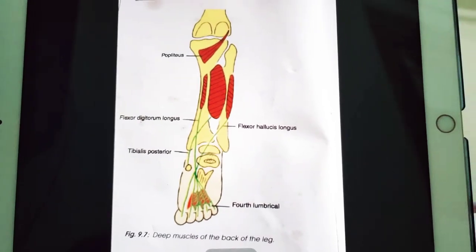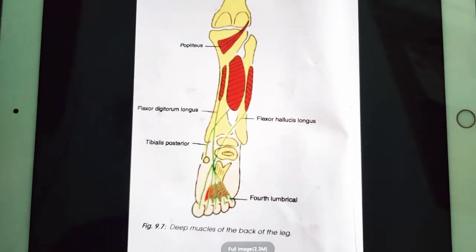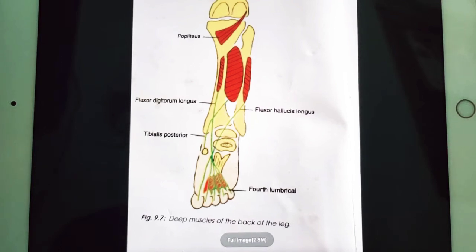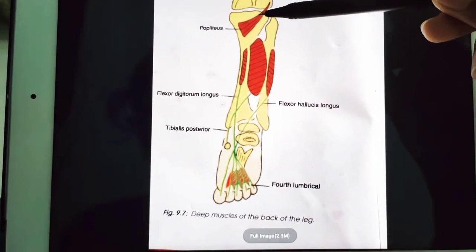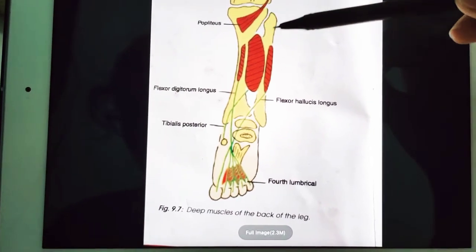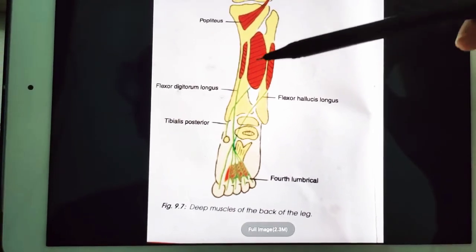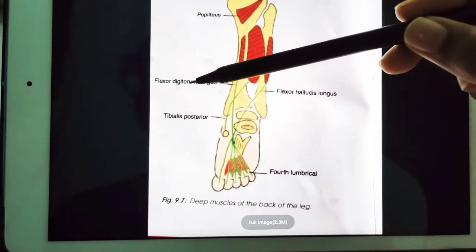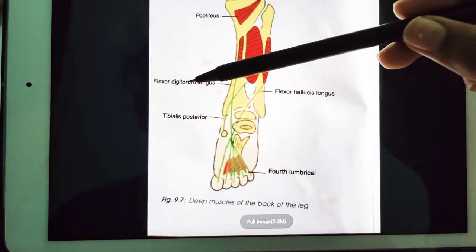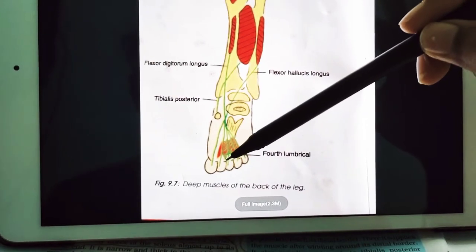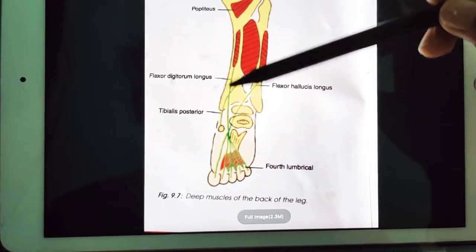Now we are going to start the deep muscles of the posterior compartment of the leg. Mainly the deep muscles, the first one is the popliteus. It's present in the popliteal fossa. Next comes the flexor digitorum longus. According to the name, you can see flexor digitorum. Digits means it is going to the toes, right? And it is a long muscle and it's a flexor.